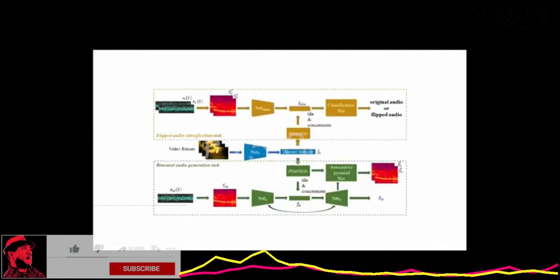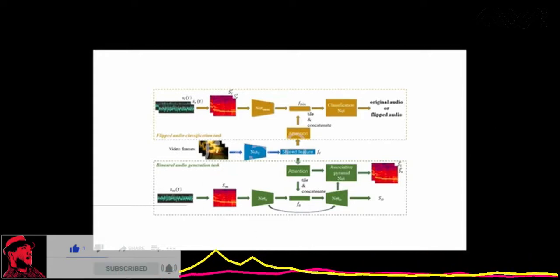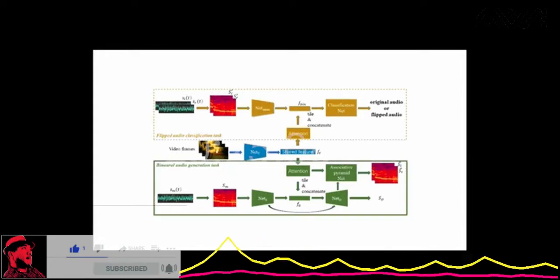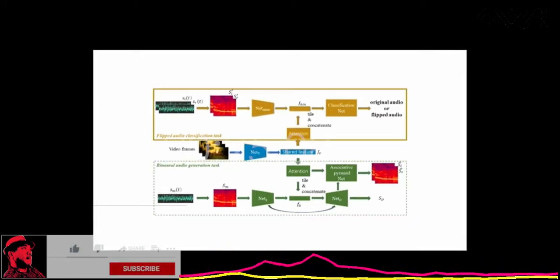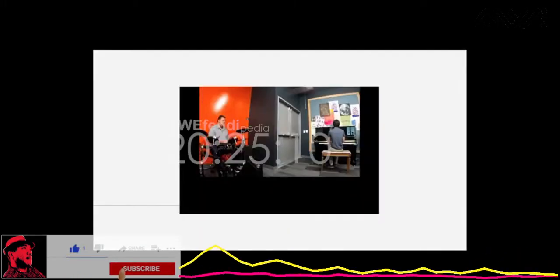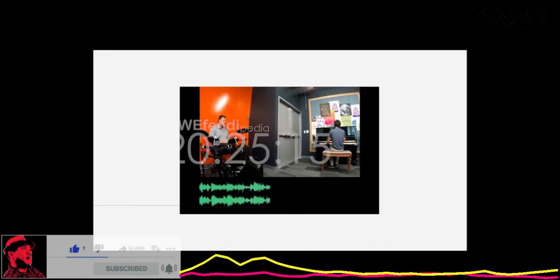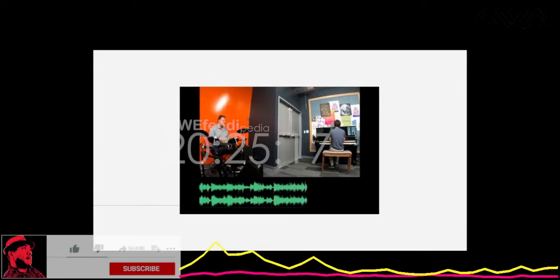We present a learning-based approach for generating binaural audio using multitask learning, which combines two related tasks, the binaural audio generation task and the flipped audio classification task. Our approach can generate comparable or better results without introducing additional datasets.